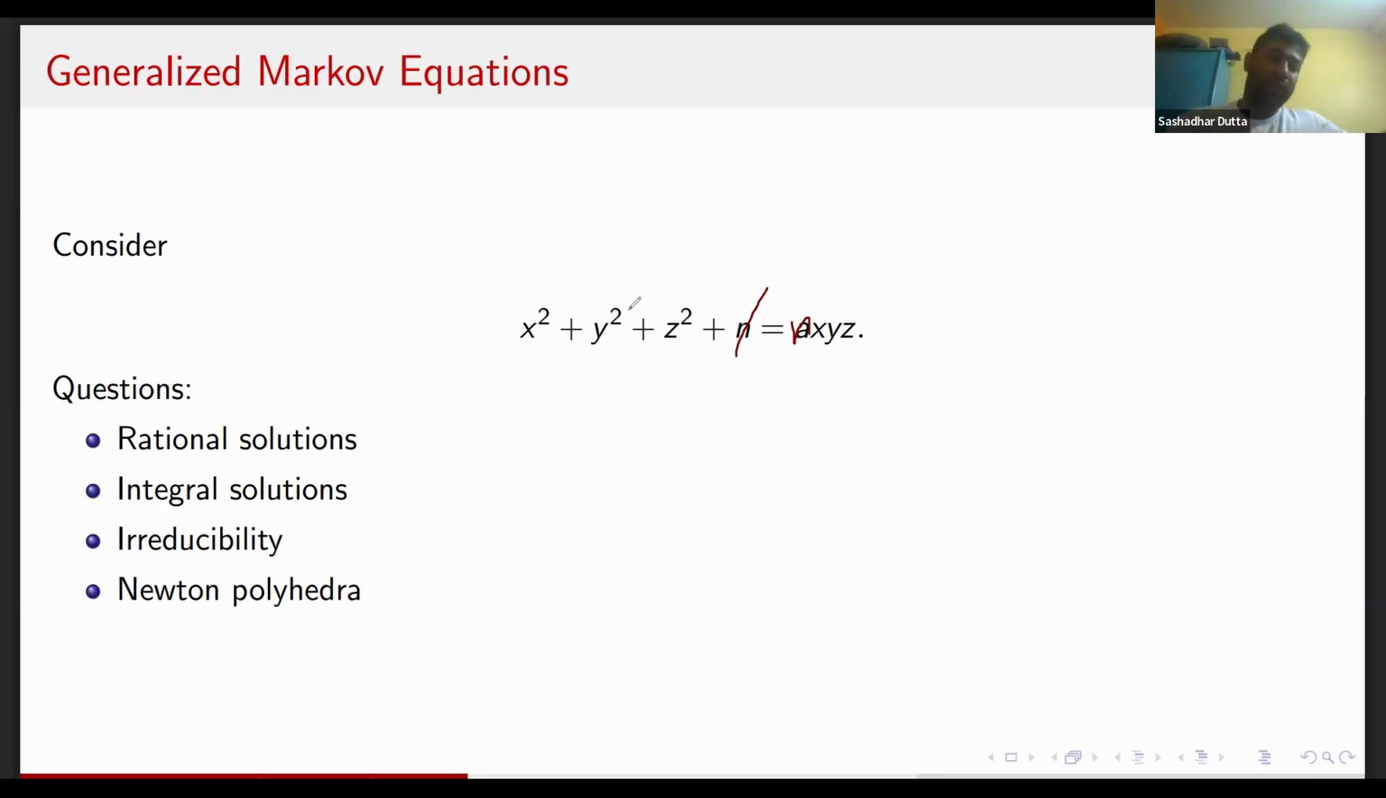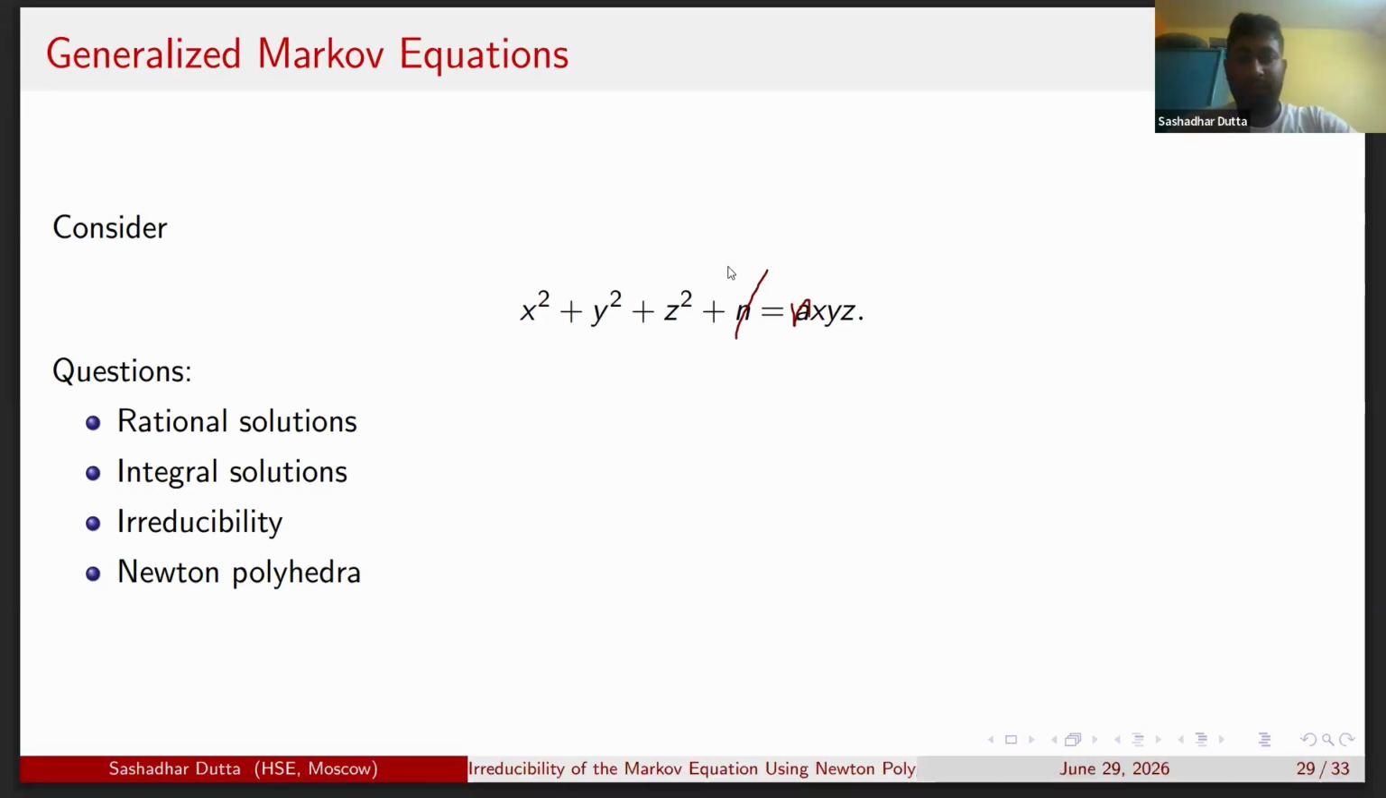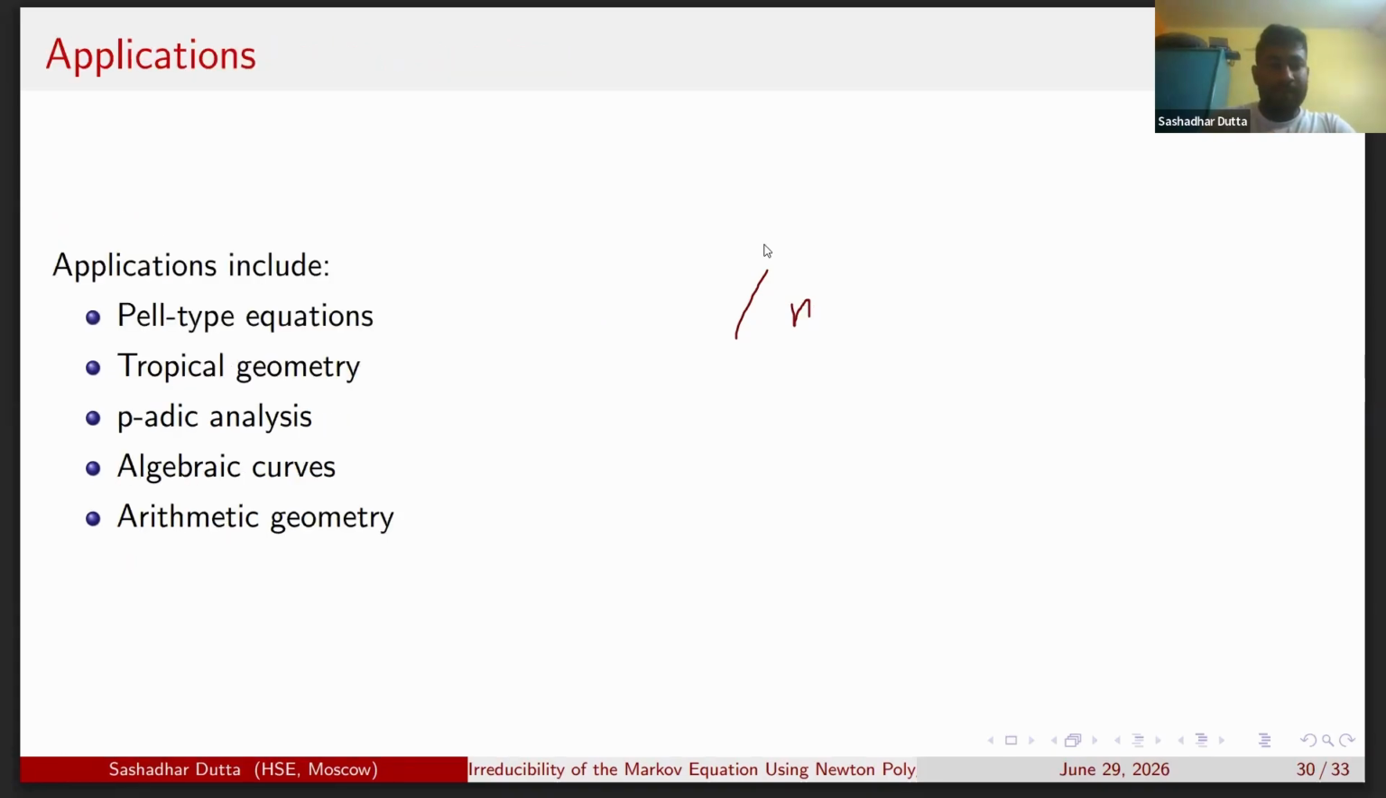Okay, so the same thing is also applicable here, Newton polyhedra and so on. So we have to use these formulas in these cases, and we get some good solutions on generalized Markov equations also. I'm just trying to find these things and so on. It has some application in Pell type equations, you know, Fibonacci sequences and some other cases. Also periodic analysis, algebraic curves, arithmetic geometry, etc.